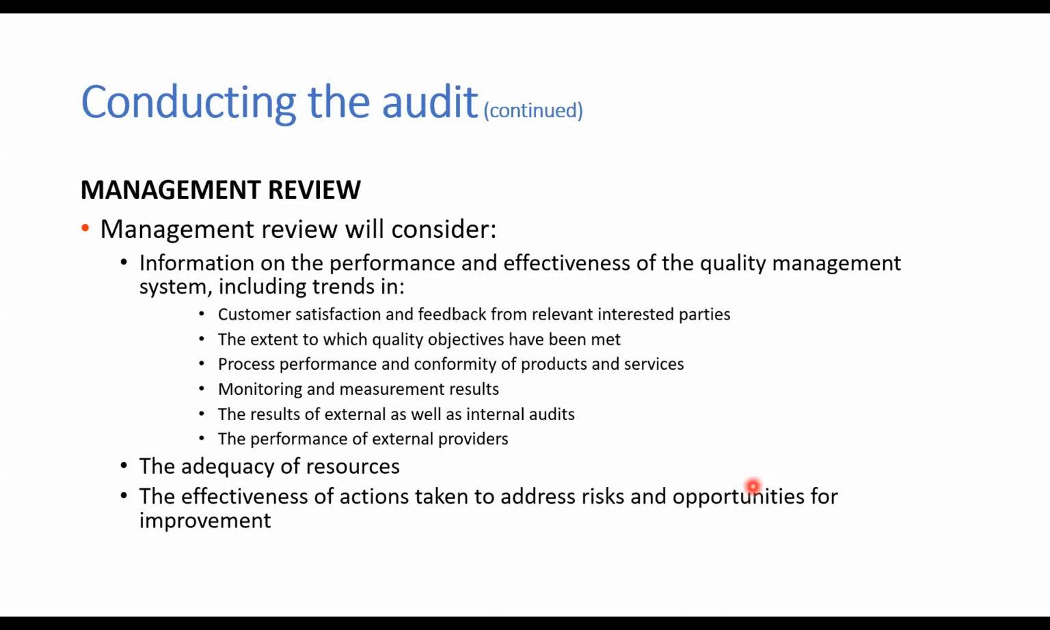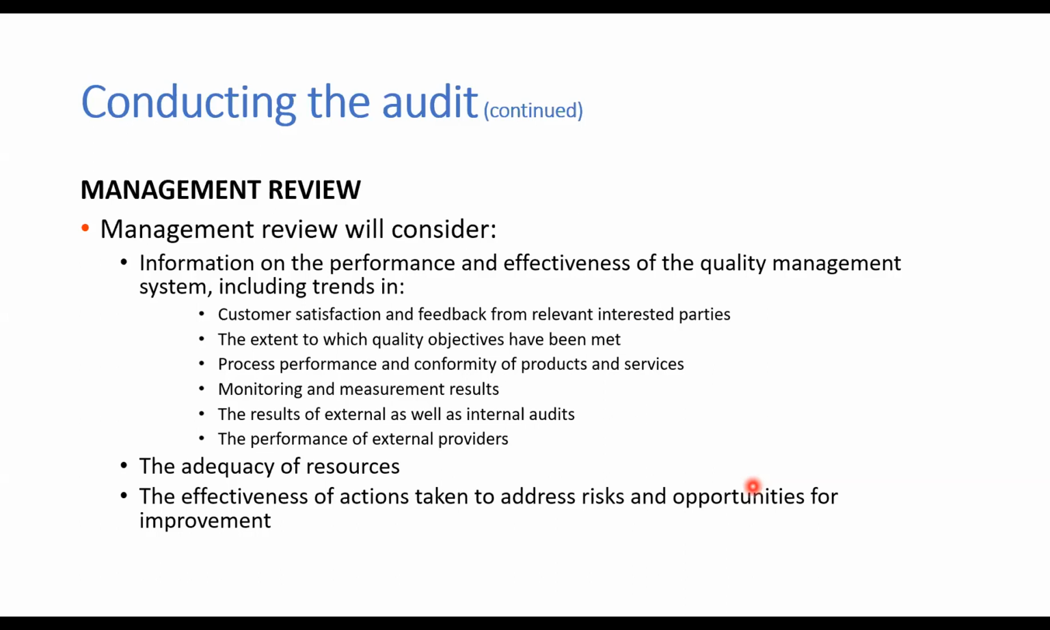Management review. When we discuss management review, this is the last clause of any of the standards, clause number 10. We are going to discuss some agenda points. Remember, we discussed some agenda points for the workers' participation meeting. Similarly, the standard itself defines some agenda points for the management review, which start from customer satisfaction, objective status, process performance, monitoring and measurements, results of internal audits, external audits, results of supplier performance, the adequacy of resources, and the effectiveness of actions on risks and opportunities for improvement.